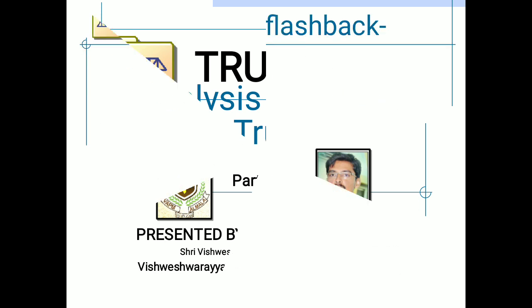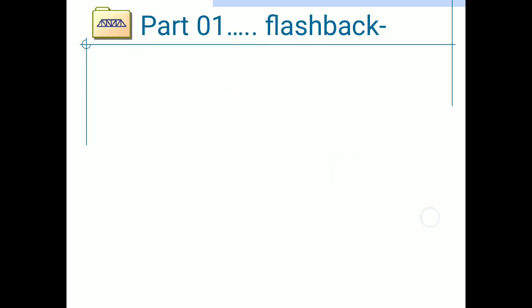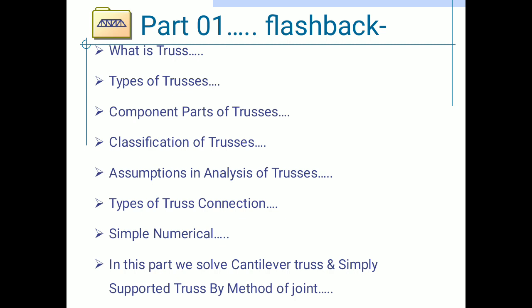In part 1, we saw what is a truss, types of different trusses, component parts of trusses, classification of trusses, assumptions in analysis of trusses, types of truss connection, and one simple numerical problem. In this part, we will solve the cantilever truss and simple supported truss by method of joint.